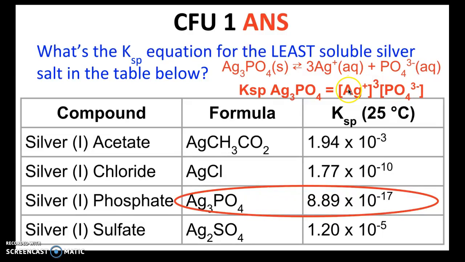And then the KSP expression is going to be the concentration of silver raised to the third power and concentration of phosphate raised to the power of 1, or we can leave the invisible 1 there. And again, remember the powers all come from the coefficients. Notice again, we do not include the salt here because it's in the solid phase. And this sort of points out why it's important to know what phases things are in, because when you write your equilibrium expression, you need to know if you should include it or leave it out.